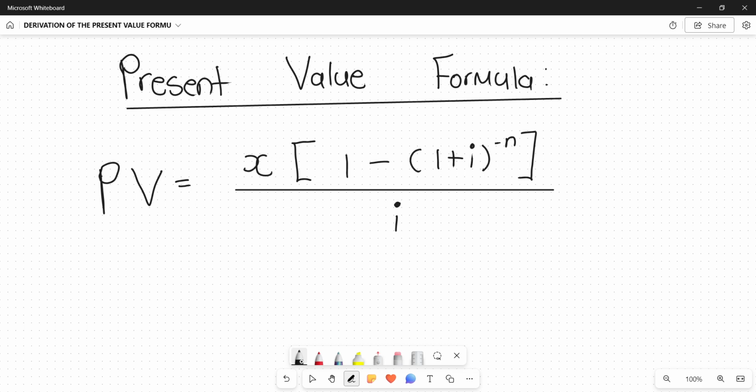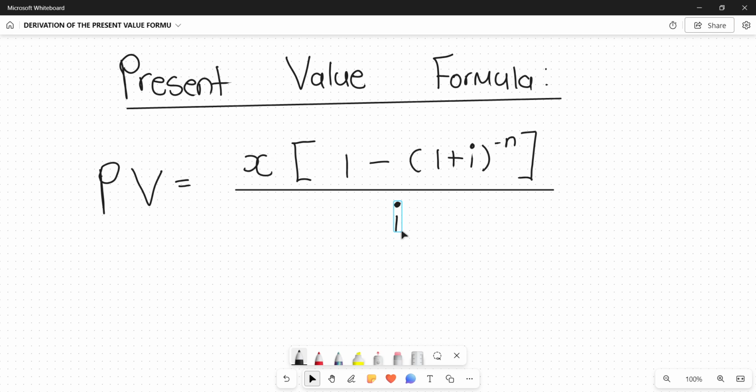Have you ever wondered where the formula for calculating the present value comes from? So this formula, the one that I'm showing. In this video, I will walk you through how we derive this formula for calculating the present value. The present value formula says present value equals x into 1 minus (1 plus i) to the power of negative n, all divided by i.